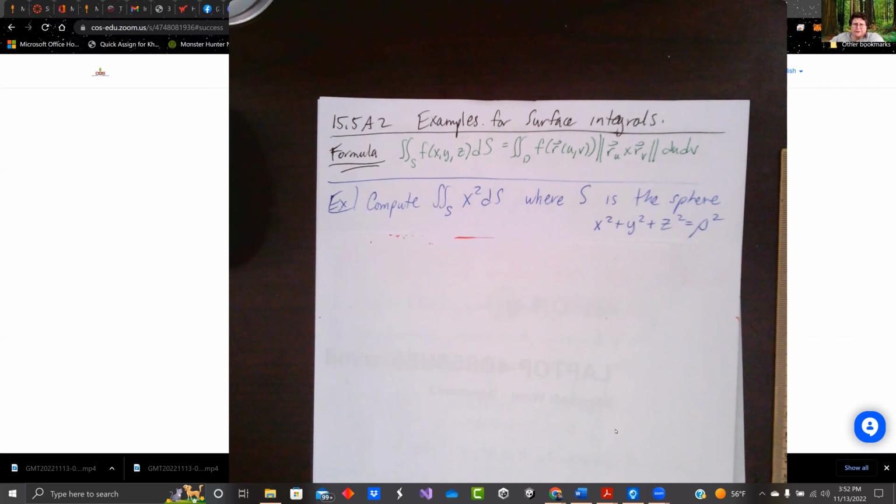We're in 15.5 surface integrals for calculus 3. And we just went over the formula for surface integrals. I got it at the top of the page. This is on examples. Let's just jump into some.